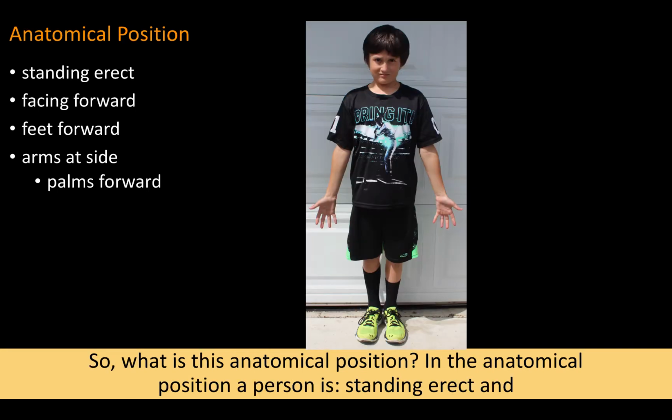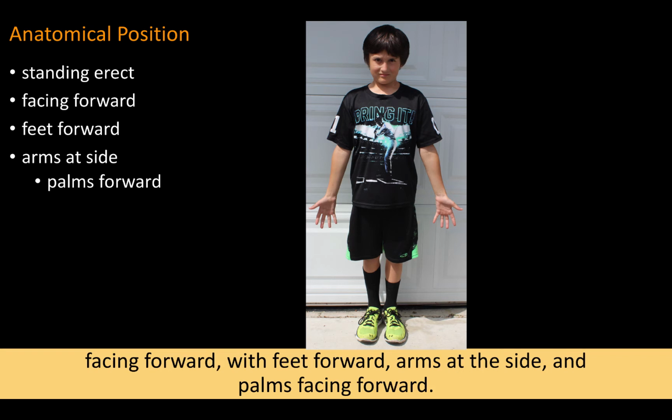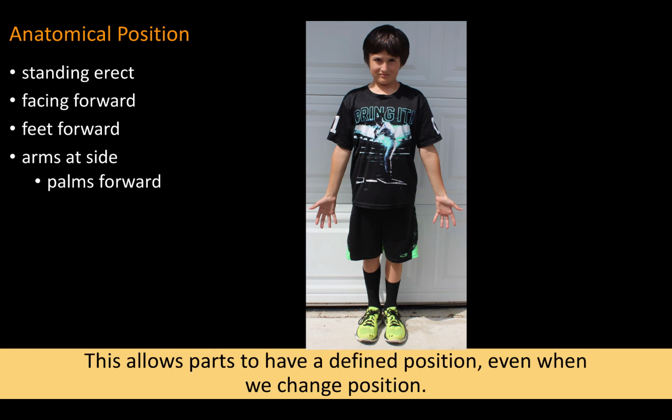So what is this anatomical position? In the anatomical position, a person is standing erect and facing forward, with feet forward, arms at the side, and palms facing forward. This allows parts to have a defined position, even when we change position.